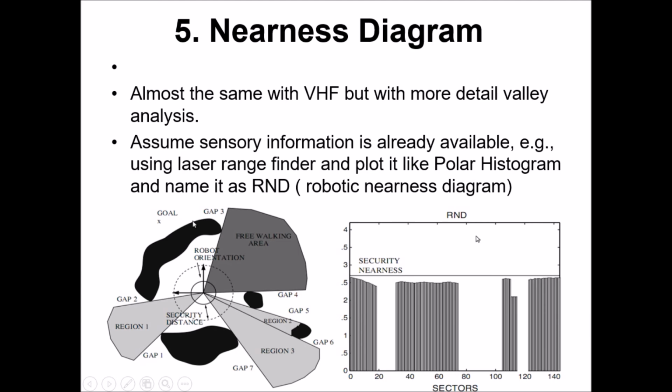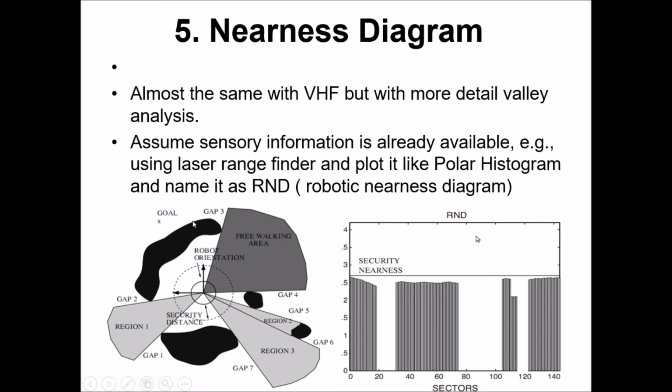second algorithm, which is the vector field histogram. Now we'll move on to the final algorithm, which is the Nearness diagram. Basically, for the Nearness diagram, the implementation of the algorithm is almost the same as the vector field histogram. But the additional part is a more detailed analysis of the valley in order to generate the final angle.